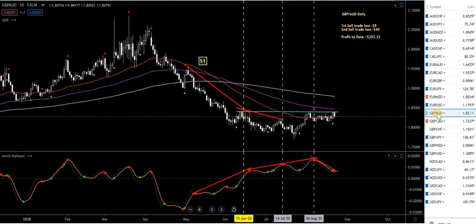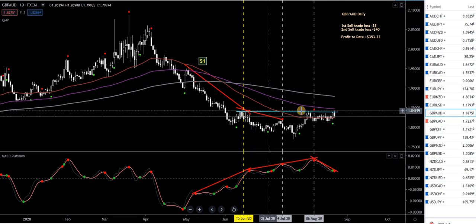Now to these pound pairs. Let's start with the pound Aussie. This one's not too obvious. I'm not in any trades at the moment. Took a couple of losses on this sell and this sell. See, we've got the regular divergence, and we've got this.